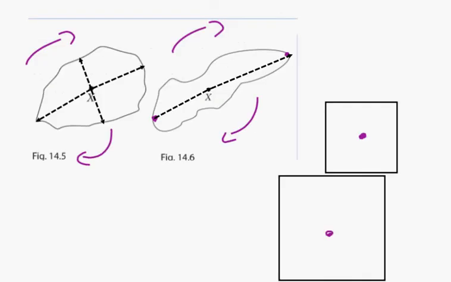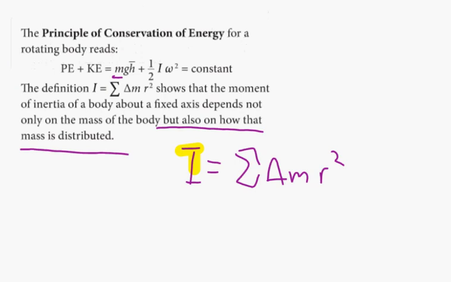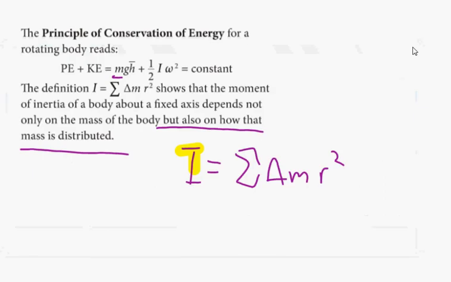Now, if mass is a measure of a body's difficulty to move, moment of inertia is a measure of a body's difficulty to rotate. How hard is it to rotate a body about a certain axis? So that's basically the gist of what moment of inertia is.